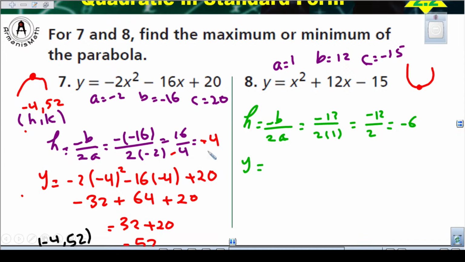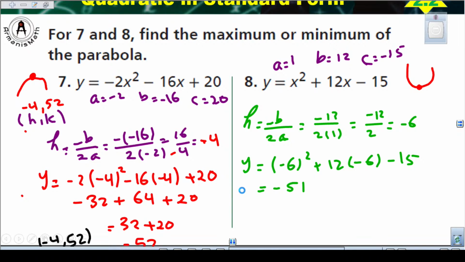Don't be afraid to share answers, we said. Remember, you're sharing your thoughts. Could be correct, could not be correct. That is true. y is actually going to be a -51. So you just plug in the -6 again: -6 squared plus 12 times -6 minus 15, and you will get y equals -51.